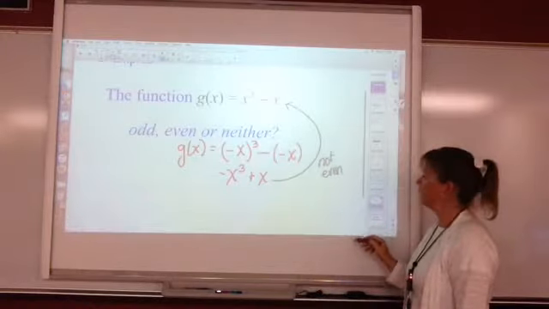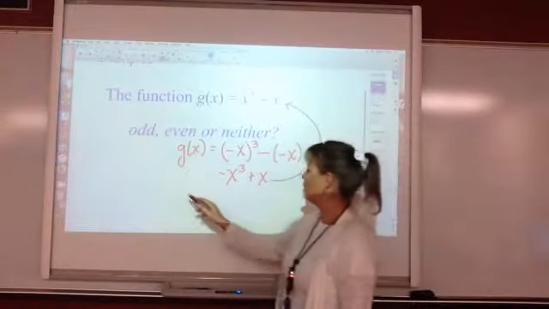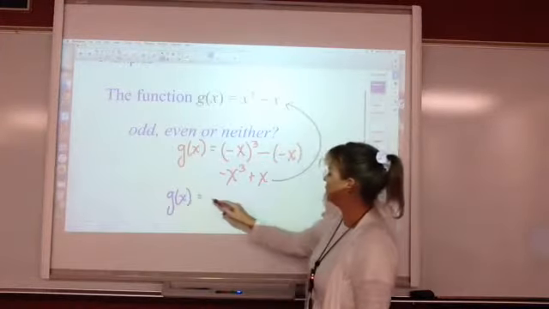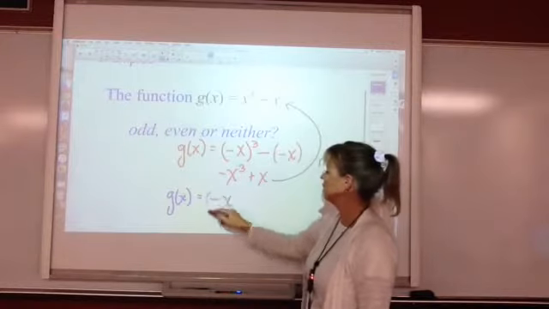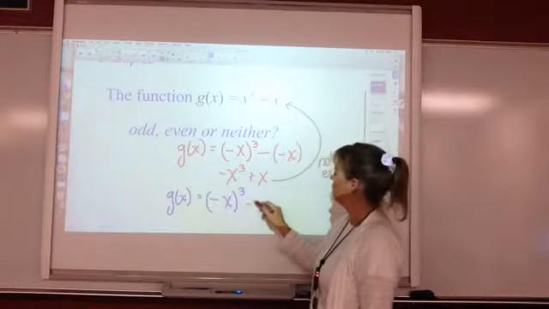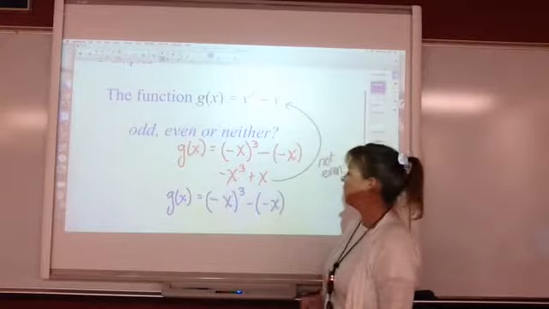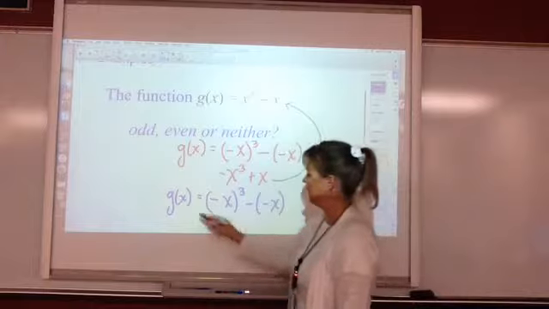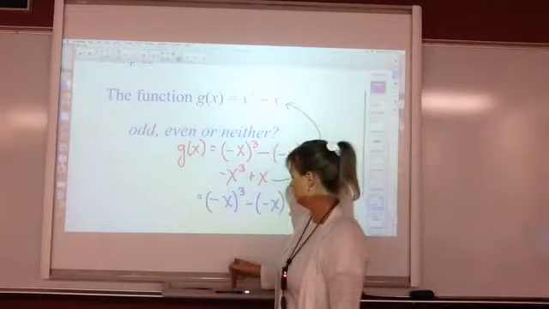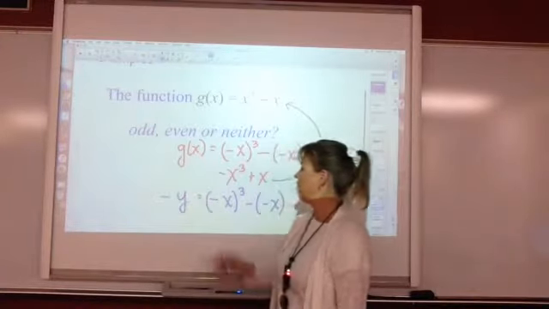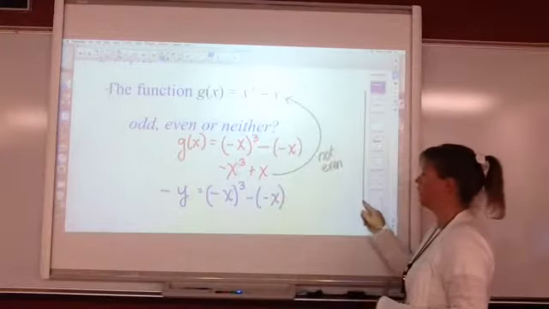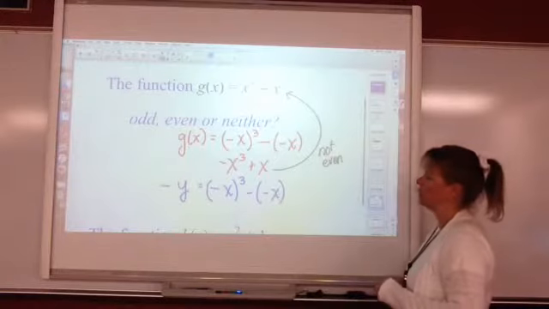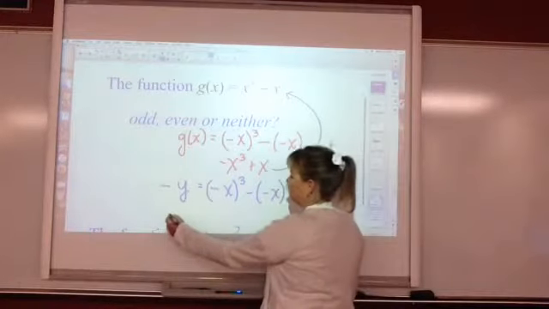Let's check for odd. If we're checking for odd, we'll go with g of x equals a negative x cubed minus negative x, but we have to change both of them for an odd function. If you'd rather call this a y instead of a g of x, I'm okay with that. You have to change your y into a negative y. They both have to be equivalent to the original function. So let's see what happens here.